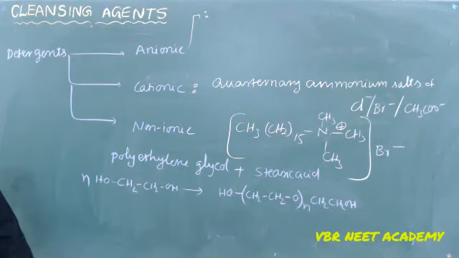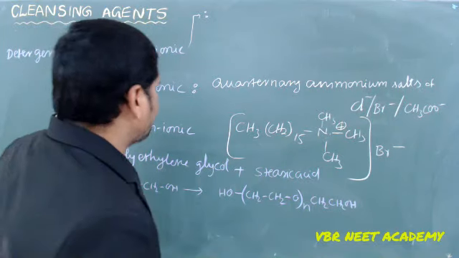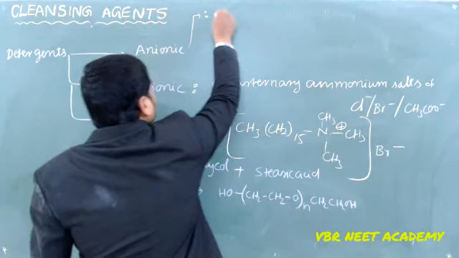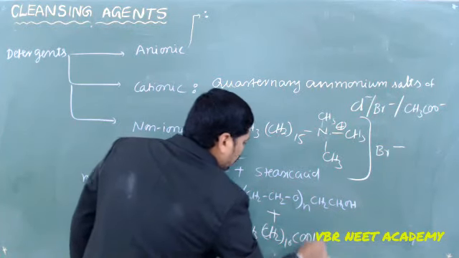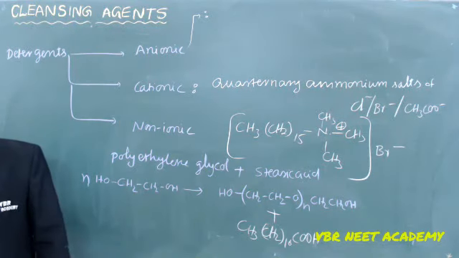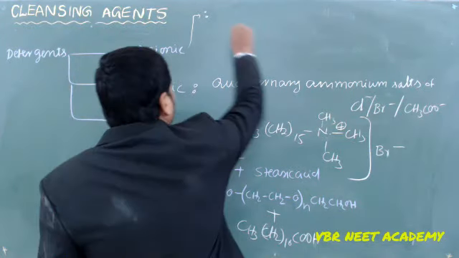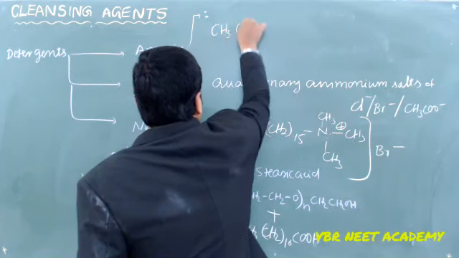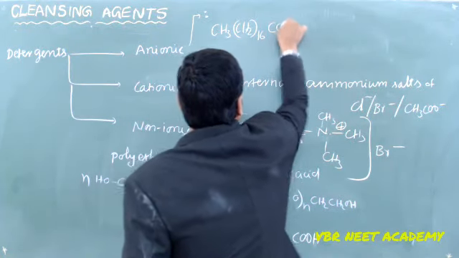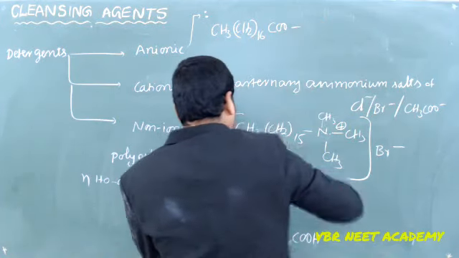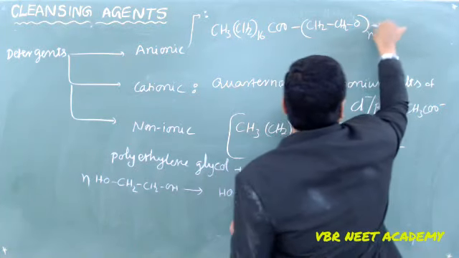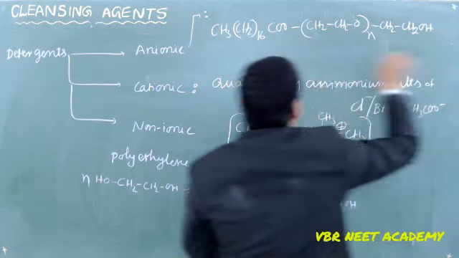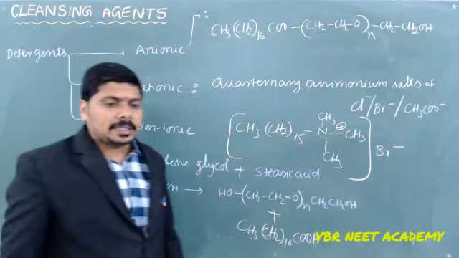This polyethylene glycol is going to react with stearic acid. I am just writing here, CH3(CH2)16COOH. Now what is going to happen? On one side alcohol, on the other side acid, we can get the detergent. So I am writing the detergent here: CH3(CH2)16COO, and now this O is combined and it continues as it is, (CH2CH2O) n times, CH2CH2OH. It is not going to have any ion in it, so this acts as a non-ionic detergent.